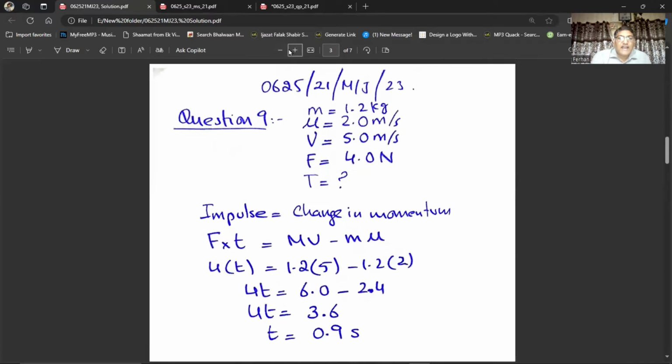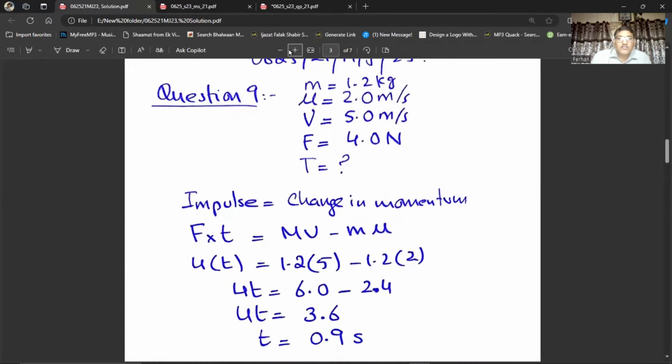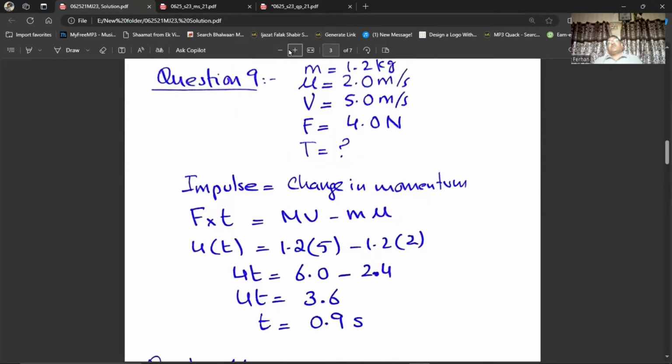Okay, so here we have mass is 1.2 kg. The initial velocity is 2 meters per second. The final velocity is 5 meters per second. The force is 4 Newton, and time is the question. Impulse is equal to change in momentum.